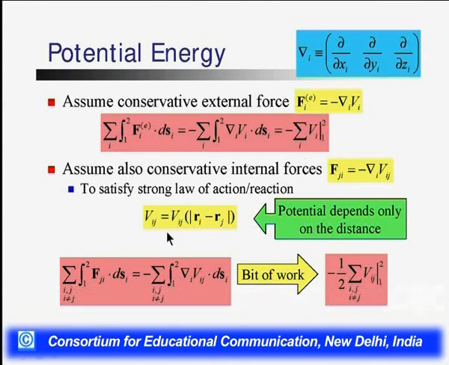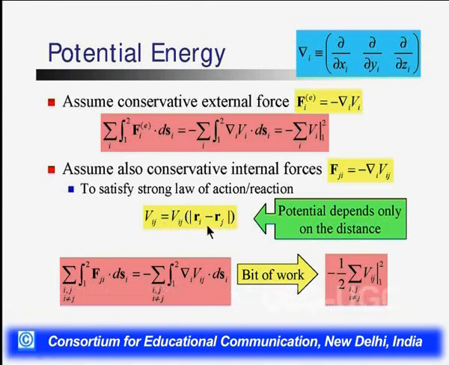Assume also conservative internal forces. It will be the Fji. Internal forces means j is exerting a force on the i. Then we can write it as minus del i Vij. The potential is when the jth particle exerts a force on the ith particle. To satisfy the strong law of action and reaction, we can write Vij is equal to Vij of the magnitude of ri minus rj. It means the potential depends only on the distance. Here we see the position, the distance. These r and r are the distances.